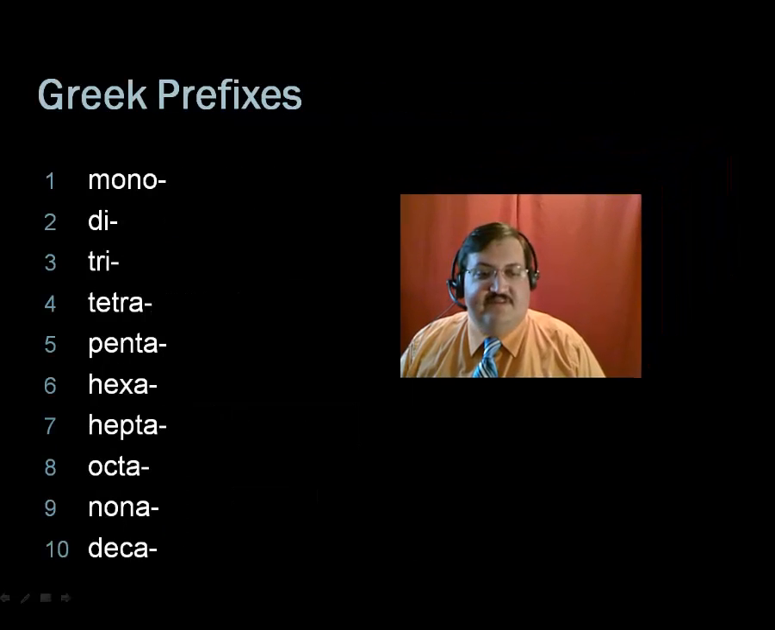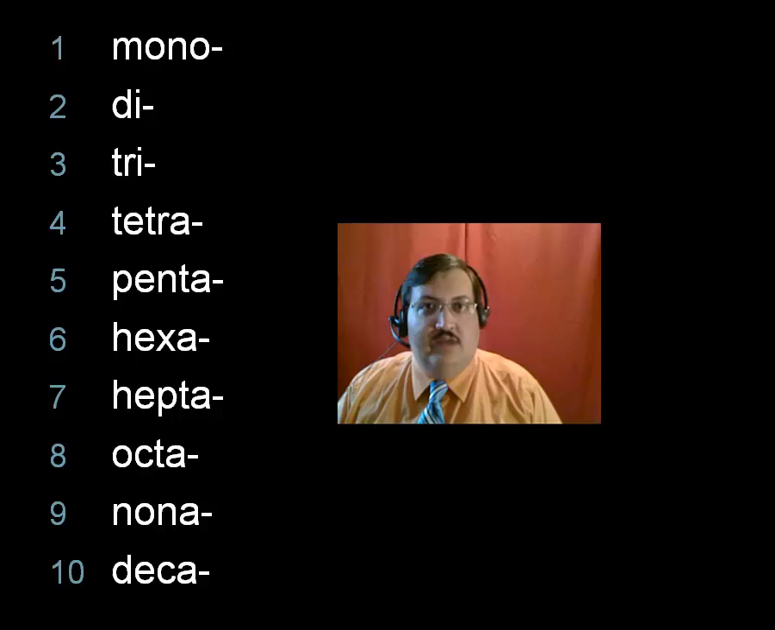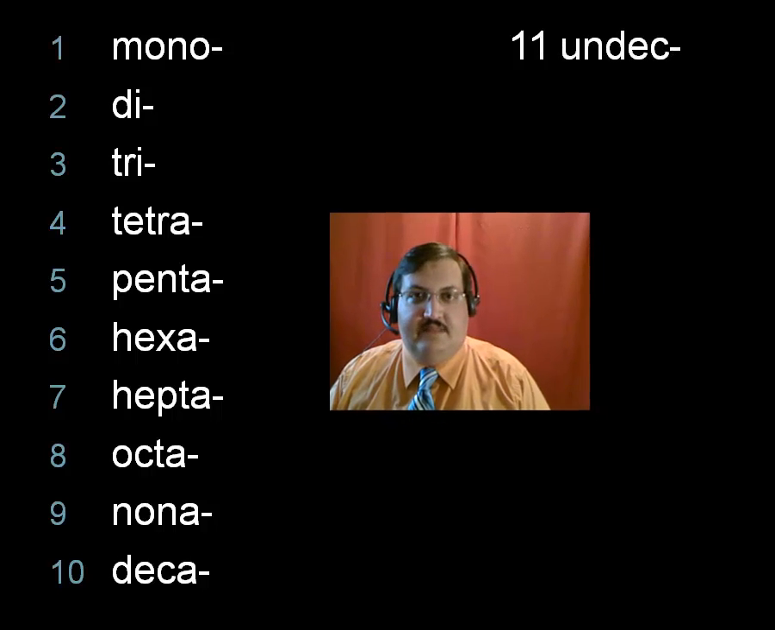So the Greek prefixes that you do need to know, and you will come in contact with these, at least up to number 8. Some of the examples I use will go all the way up to number 10. For 1, we use mono. For 2, we use di. 3 is tri. 4 is tetra. 5 is penta. 6 is hexa. 7 is hepta. 8 is octa. 9 is nona. And 10 will be deca.